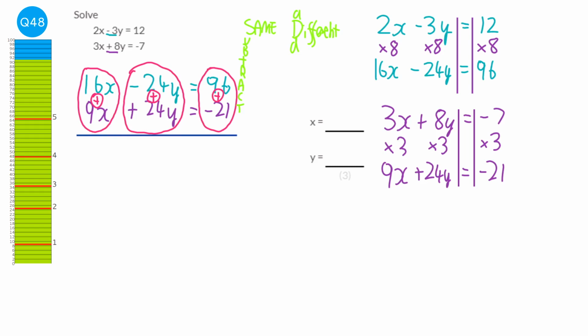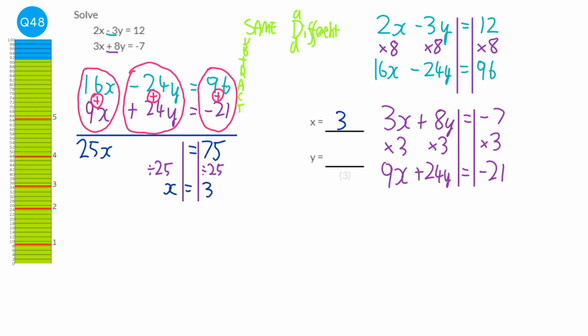So we're going to do our kind of sum line, and we're going to add going downwards. So 16x plus 9x is 25x. Minus 24 plus 24 is going to be 0, which is good. That's what we wanted. We want to get rid of the y's. And then we've got 96 plus minus, so effectively minus 21, which is 75. Do a quick solving by dividing both sides by 25, and we've got x is equal to 3.